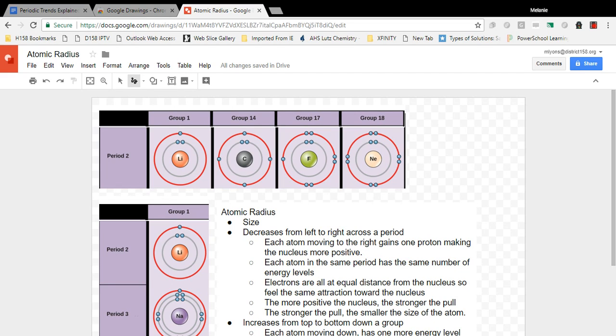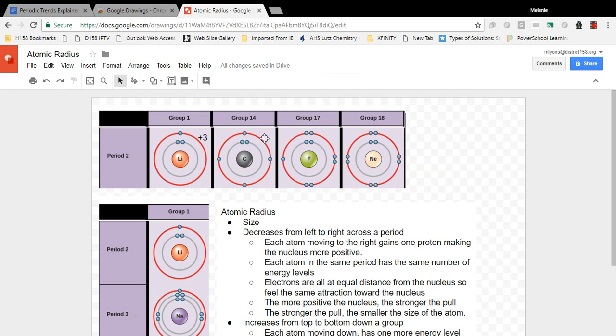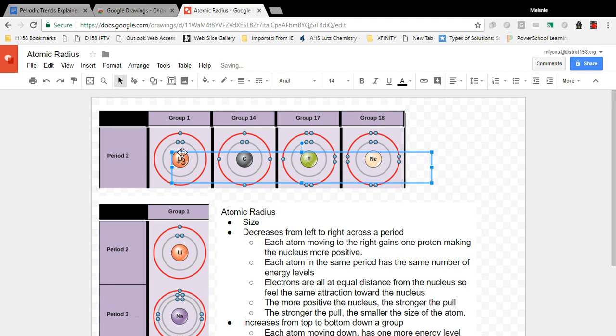If we think about lithium, lithium has 3 protons, so essentially the nucleus of lithium is positive 3. If we look at carbon, the nucleus of carbon has 4 protons. Fluorine would have 7 protons. Neon would have 8 protons.